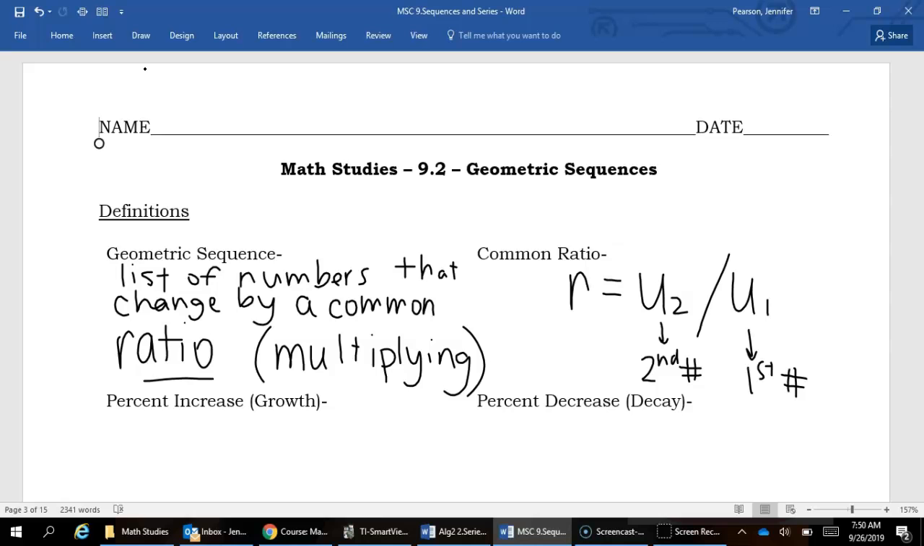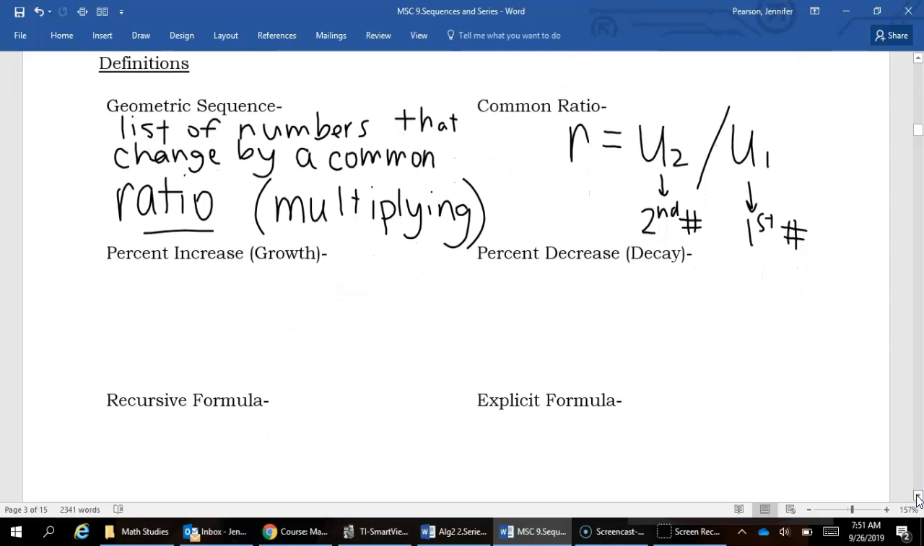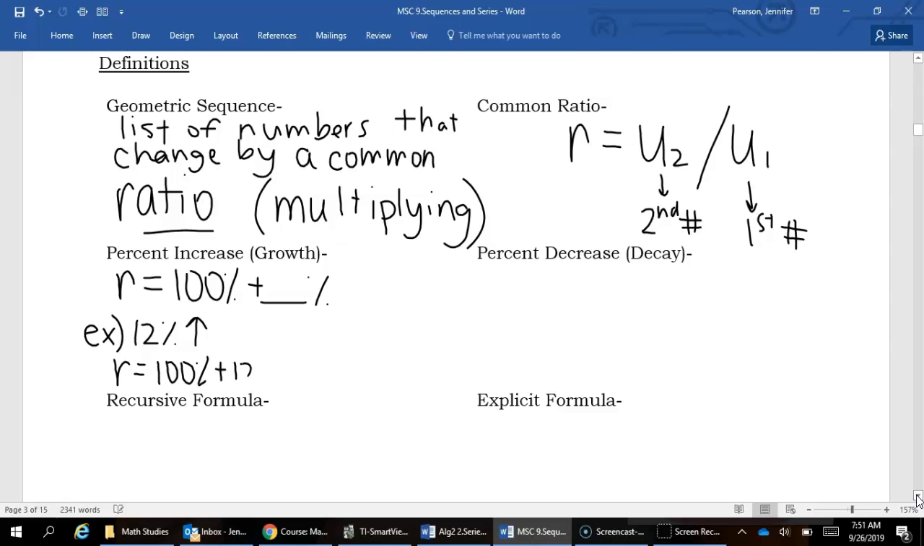I have two more ways, really one more way but two styles, to calculate a common ratio, and that's when you're given a percent increase or a percent decrease. So for a percent growth, percent increase style situation, if you need to calculate your ratio, you would need to do 100% plus whatever percent you're given. So a quick example of that would be if I wanted to do a 12% increase. To calculate my ratio, I would need 100% plus 12%.